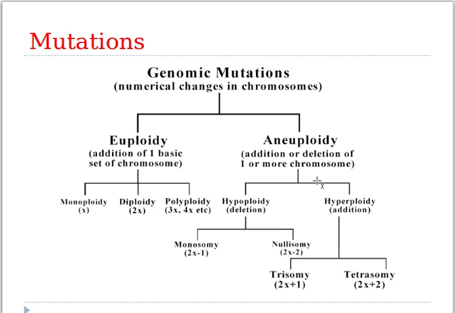Aneuploidy results in genic imbalance, and hence development of the organism is abnormal in most cases. You may have learned about Klinefelter syndrome and Down syndrome. In all these cases, one or more chromosomes are added or lost. XXY is a condition where one chromosome is added, 2N plus 1. In the X0 condition, one chromosome is lost. So the examples cited are for aneuploidy.